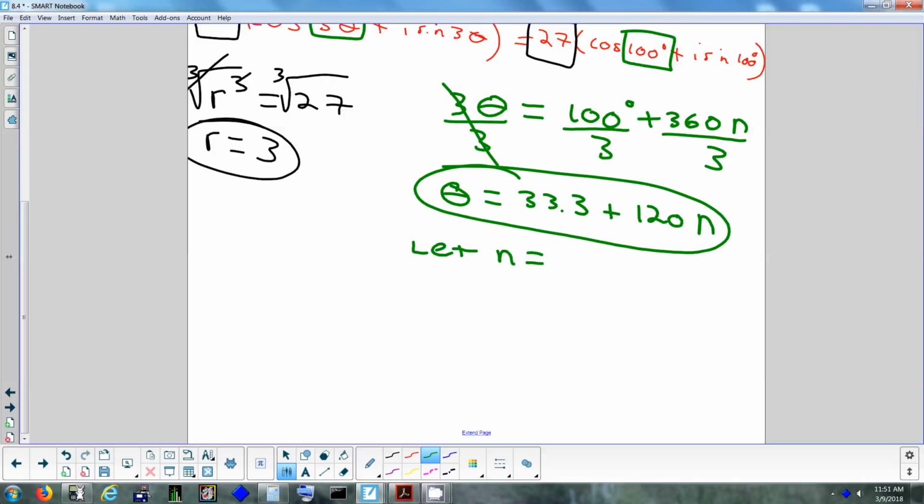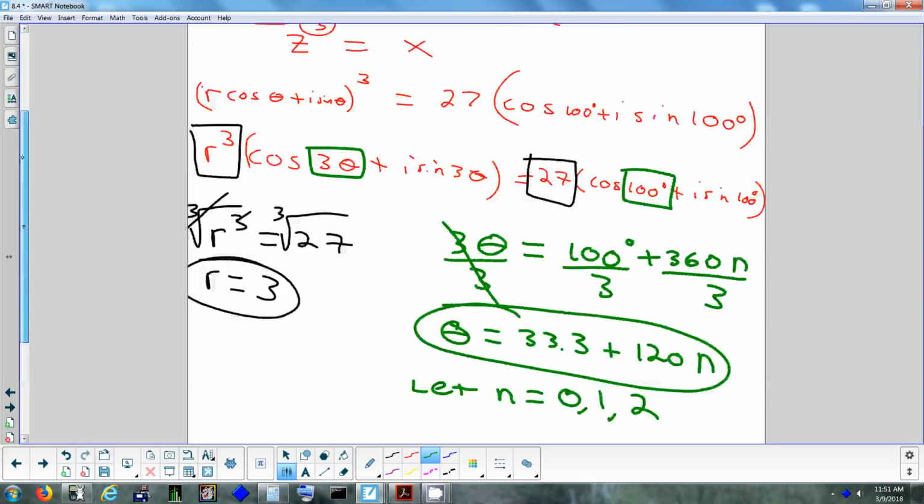So when you write your final answer, you are going to have 3 answers to this question. If I asked you for a 5th root, you would have to find 5 answers. 7th root, 7. I'm not going to ask you for that. I'm probably going to ask you for up to maybe a 4th root, not any higher than that. The 3 numbers that you let n equal, because you have to let n equal 3 values to get 3 answers, are 0, 1, and 2.